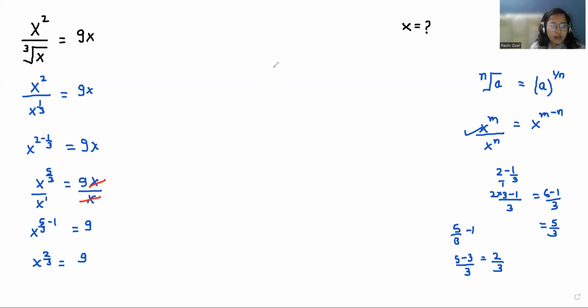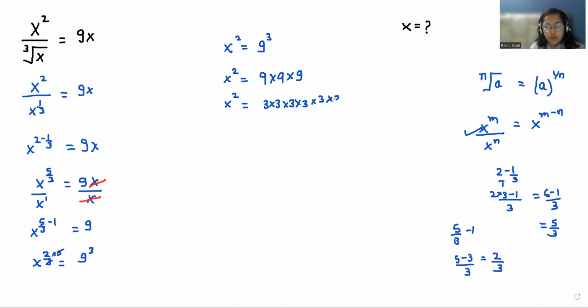Now we can multiply both the powers by 3. So we can eliminate. So x square is equal to 9 power 3. So x square is equal to 9 times 9 times 9. So x square is equal to, we can also write it as 3 times 3 times 3 times 3 times 3 times 3. So x is equal to square root of 3 times 3 times 3 times 3 times 3 times 3.